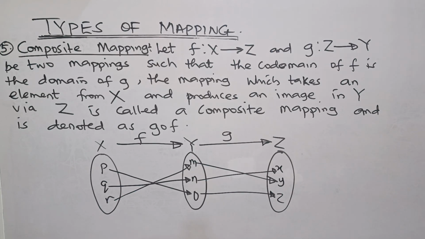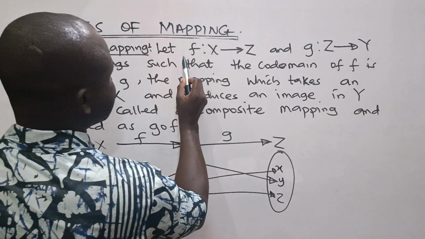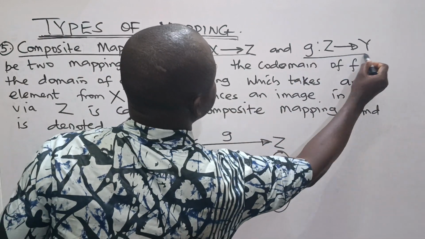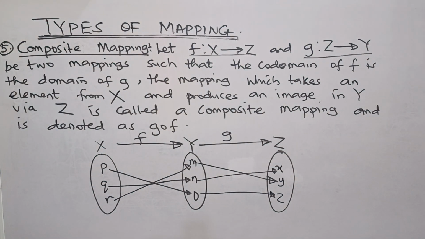Let's look at the fifth type of mapping, which is called the composite mapping. This consists of two different mappings. Let F be defined as this and G be defined as what we have on the board, be two mappings such that the codomain of F is the domain of G.